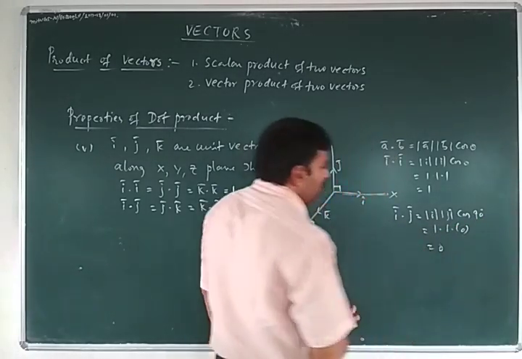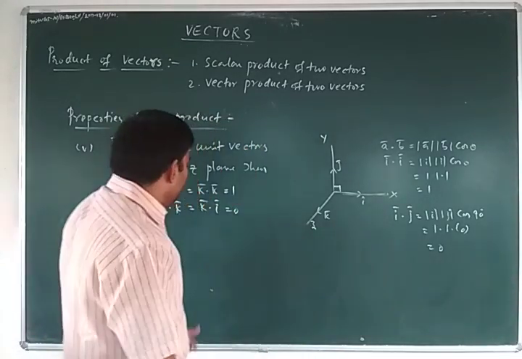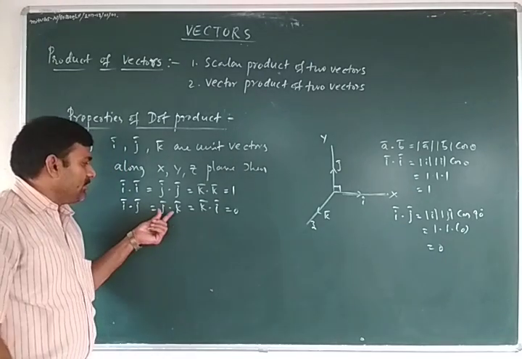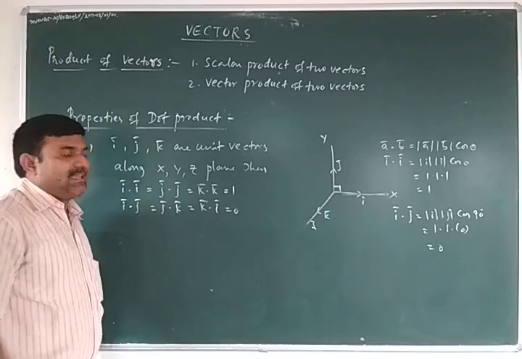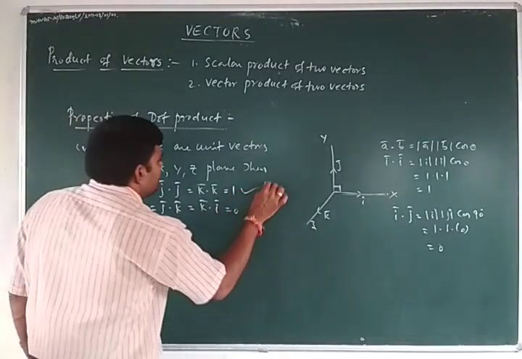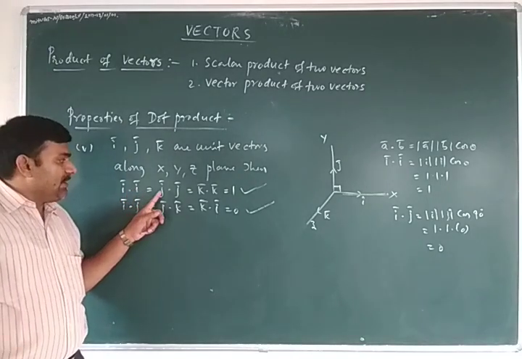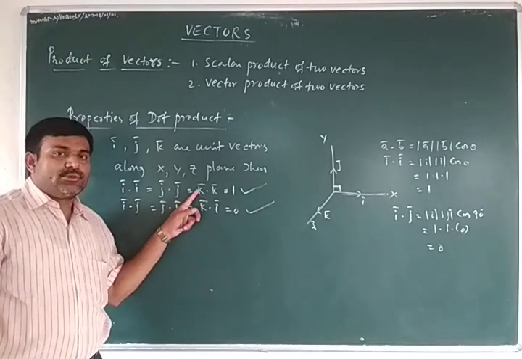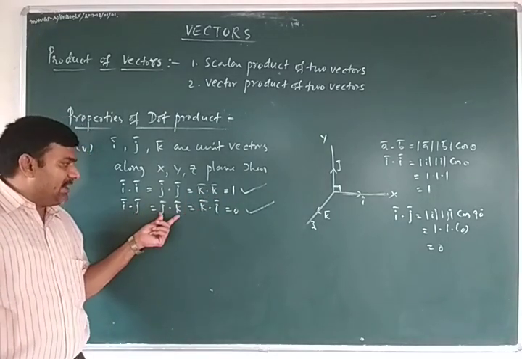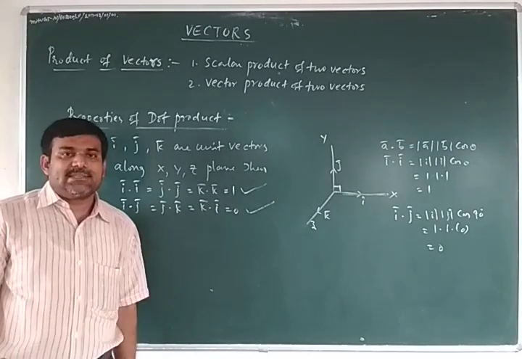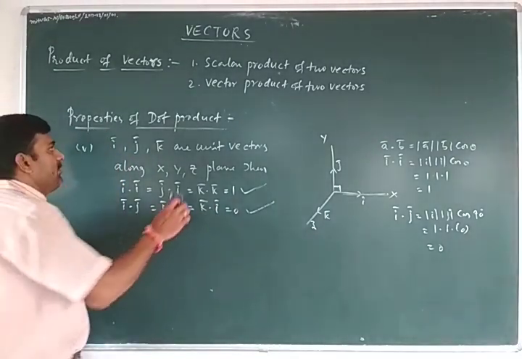So this is equal to 0. Therefore I bar dot J bar value is 0. Similarly the remaining two also: J bar dot K bar, K bar dot I bar value is equal to 0. These two points are very important. I bar dot I bar is equal to J bar dot J bar is equal to K bar dot K bar is equal to 1, and I bar dot J bar, J bar dot K bar, K bar dot I bar value is 0. So these are very important properties to remember.